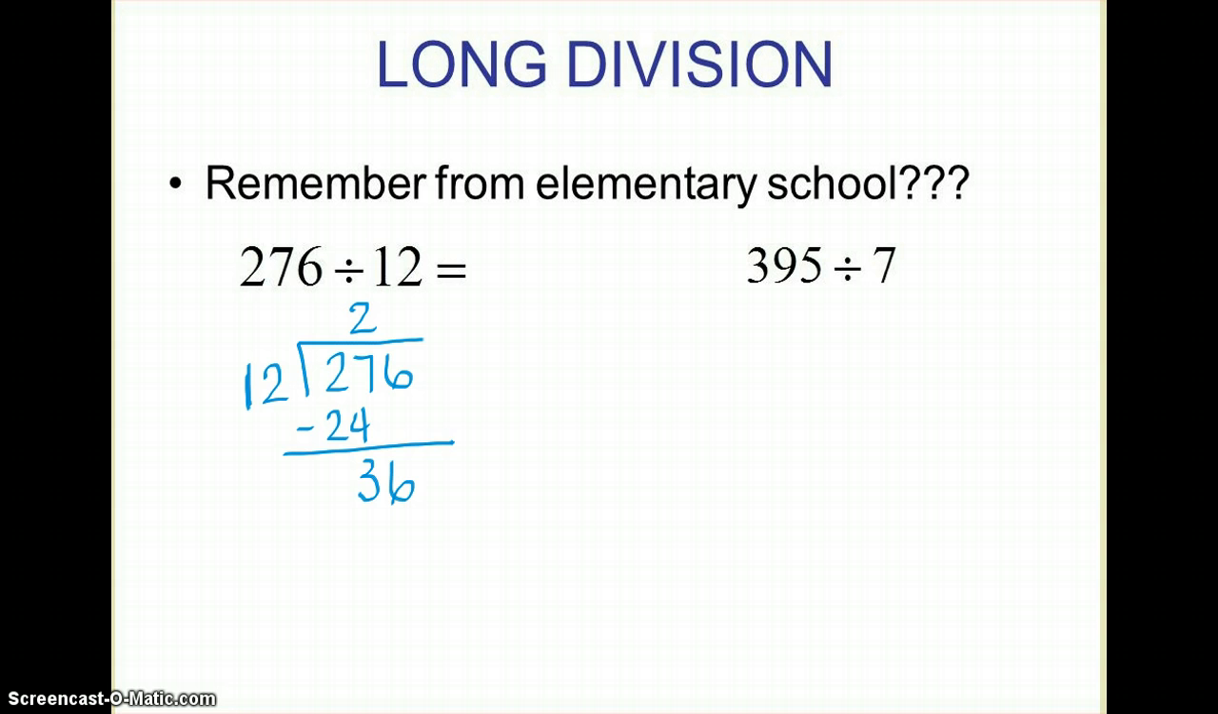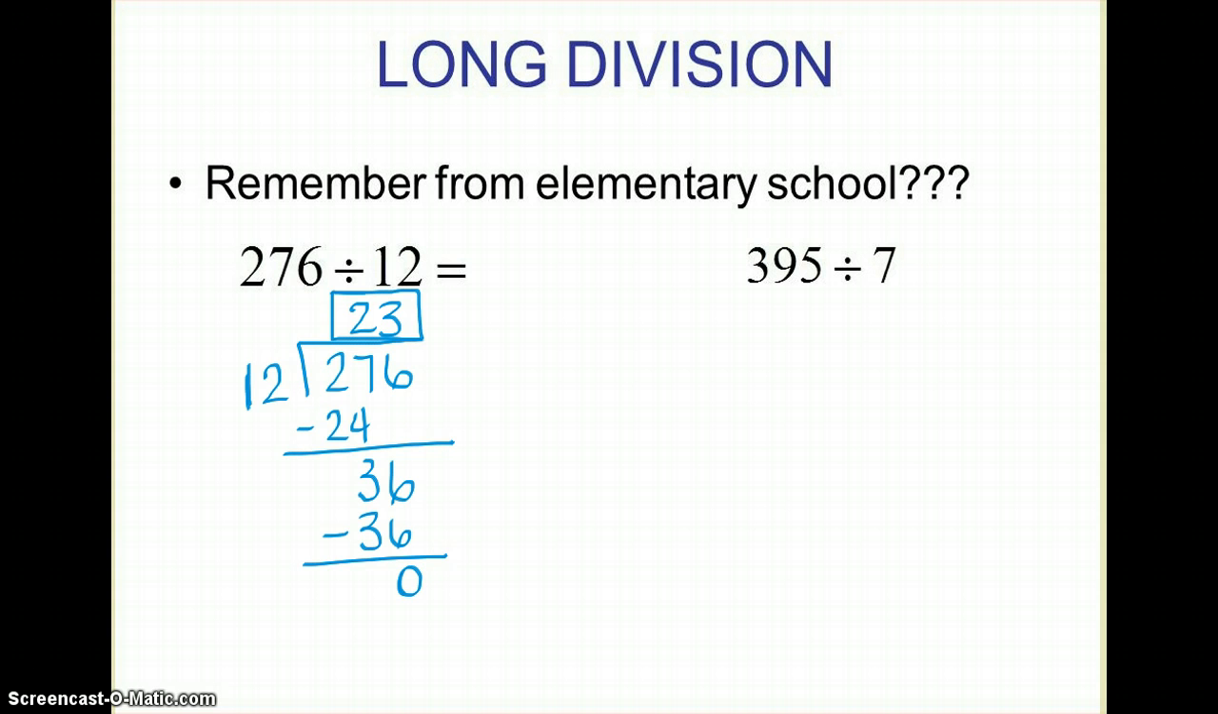The next time I ask, how many times does 12 go into 36? Well, 12 goes into 36 three times. 3 times 12 is 36. I subtract that, and I end up with 0. So 12 goes evenly into 276. It goes in there 23 times.